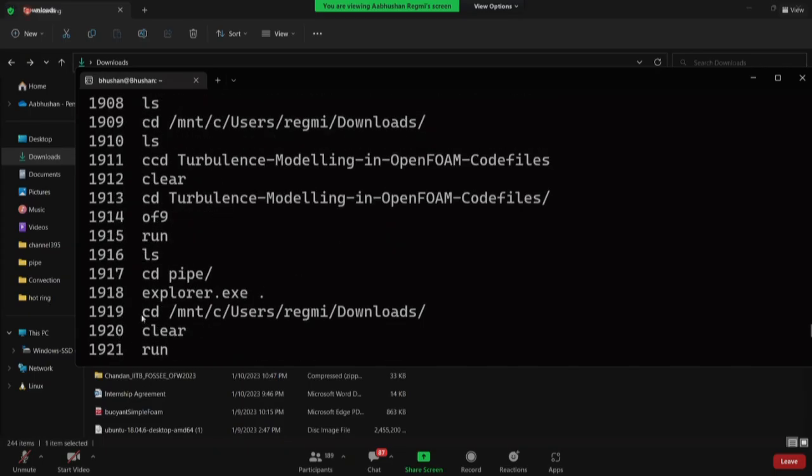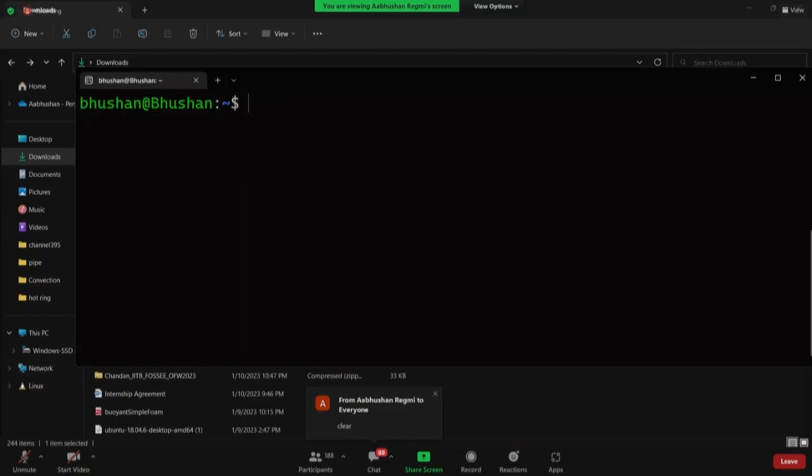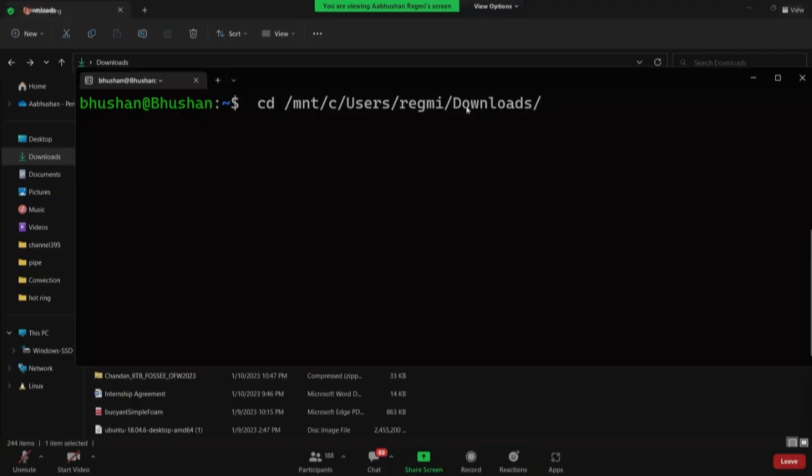So I'm going to use this cd command. I'm going to copy it and paste it in the chat box. This is for the people who are using WSL. What this command does is direct you to a directory towards your downloads. Here I'm using regme because my PC name is regme. Your PC name may be different.